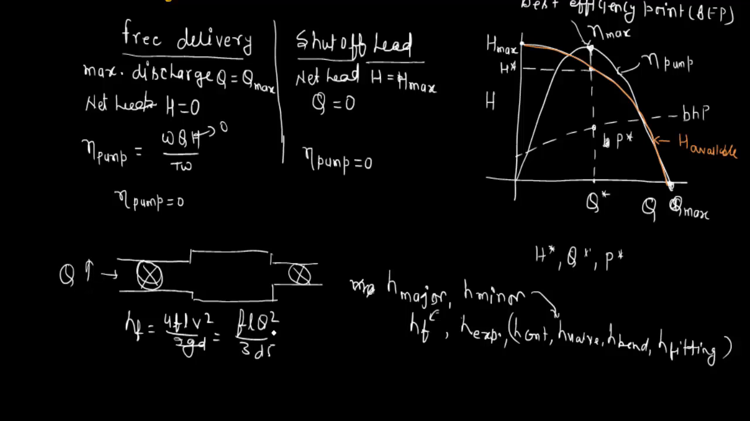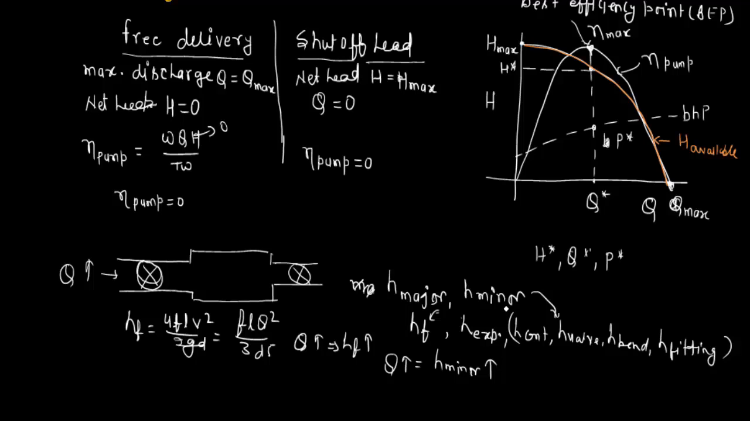So as the discharge increases, you can see here discharge and this is HF, so HF is proportional to the square of discharge. So as Q increases, the HF is also going to increase. Similarly, we can explain that with the increment in the discharge, H minor also increases.